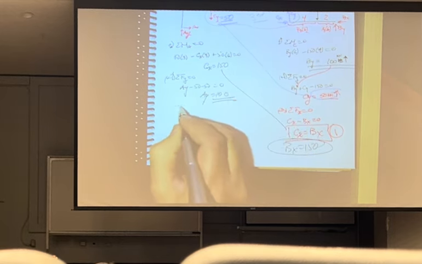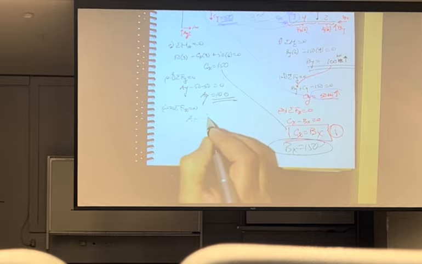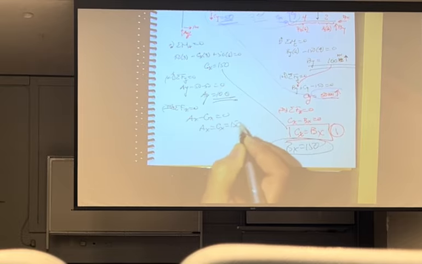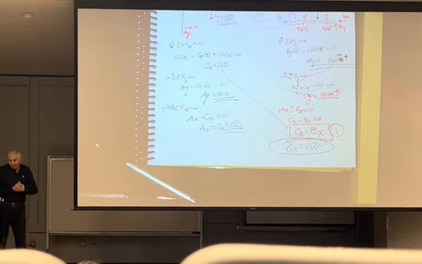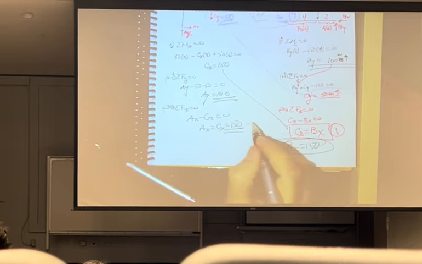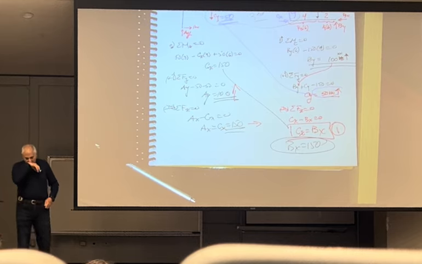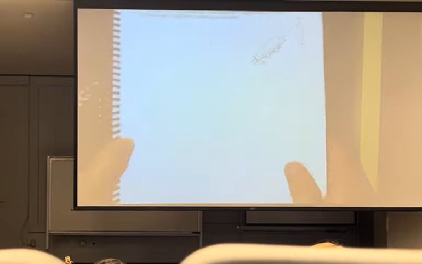Upwards. Sum of forces in the X equals 0, positive to the right. Ax minus Cx equals 0, or Ax equals Cx, but Cx is 150, so Ax is 150. And Ax is 150 to the right. This is upwards. Who's not with me? This one.